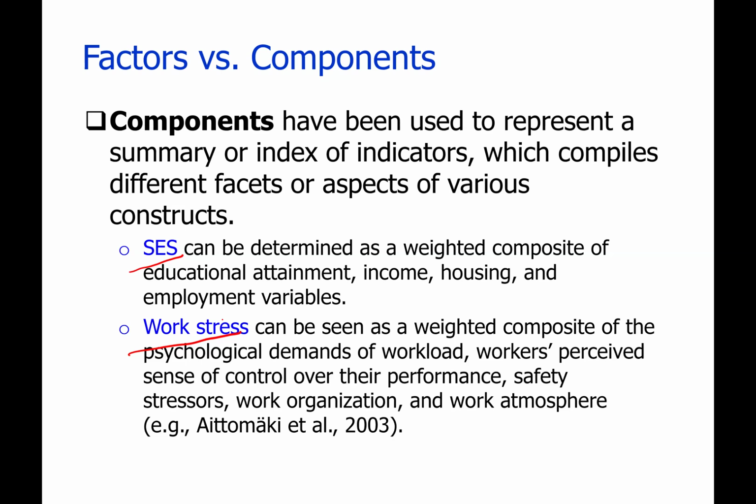So SES is simply an aggregation of three variables, and work stress is also a compiling of different variables. As you can see here, these indicators look distinctive from one another, representing distinct aspects of SES. Same thing for work stress. There are different variables or indicators, and they look quite different from each other, standing for different aspects or elements of work stress. And then aggregating them just makes the work stress.